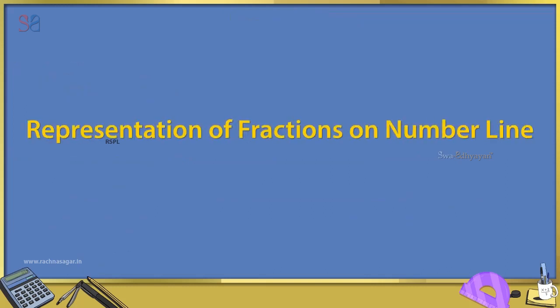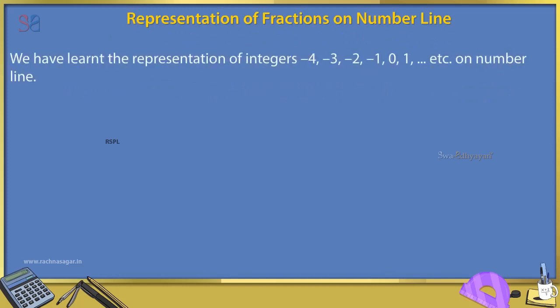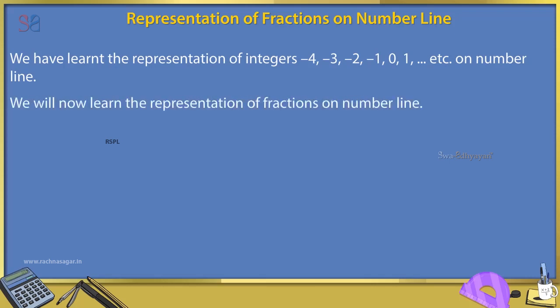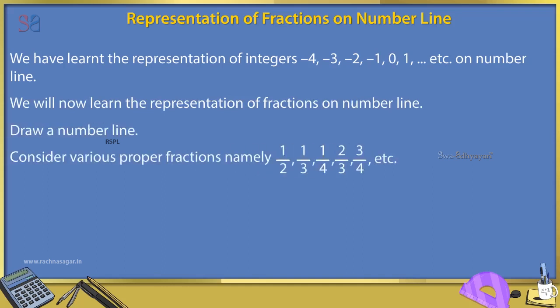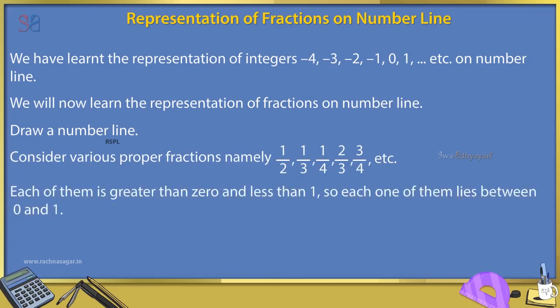Representation of fractions on number line. We have learnt the representation of integers -4, -3, -2, -1, 0, 1 and so on, on number line. We will now learn the representation of fractions on number line. Draw a number line. Consider various proper fractions, namely 1 by 2, 1 by 3, 1 by 4, 2 by 3, 3 by 4, etc. Each of them is greater than 0 and less than 1. So, each one of them lies between 0 and 1.